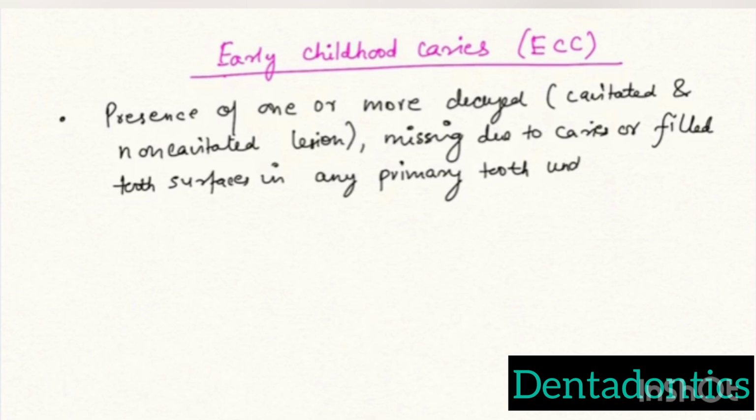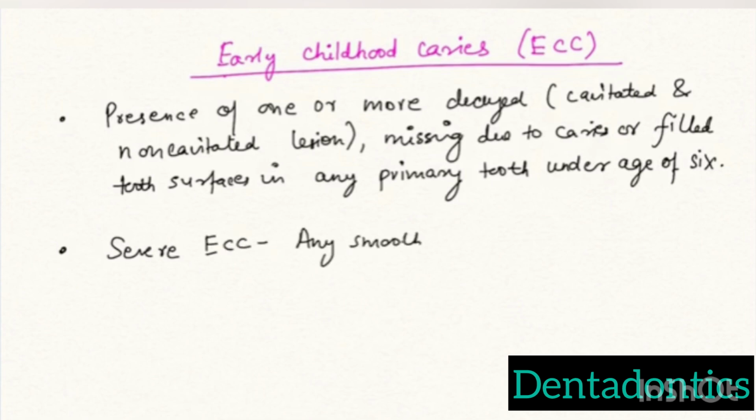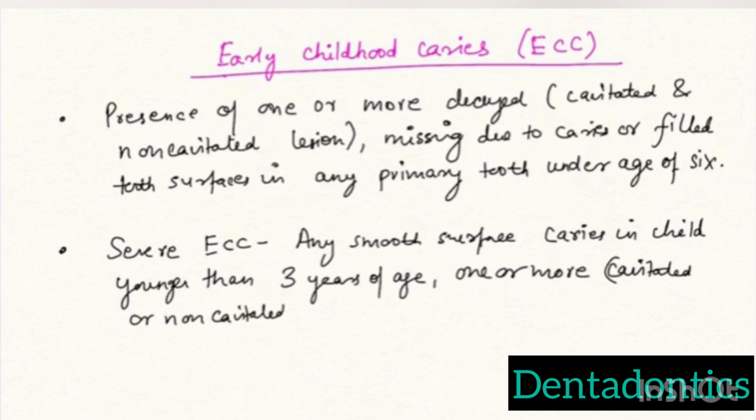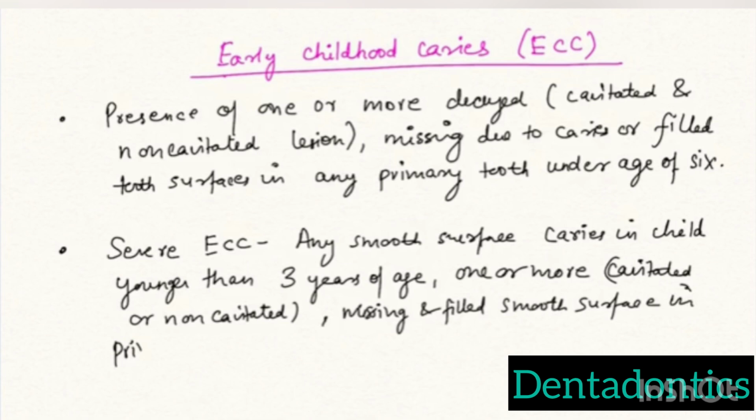So what is severe ECC? Severe early childhood caries is any smooth surface caries in a child younger than 3 years of age, one or more cavitated and non-cavitated, missing because of caries and filled tooth smooth surface in primary maxillary anterior teeth, and with a DMF score more than 4 in 3 year old children, more than 5 in age 4 and more than 6 in age 5. Early childhood caries is very common in children and infants, and it mainly involves the primary teeth.